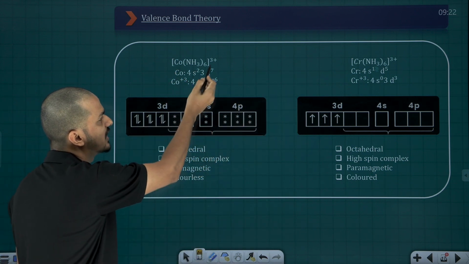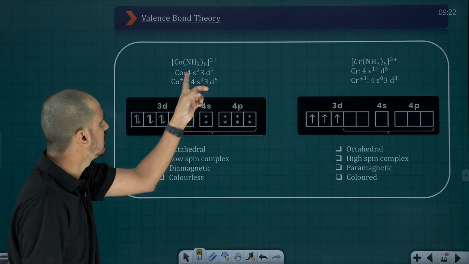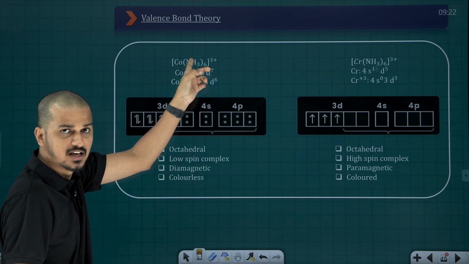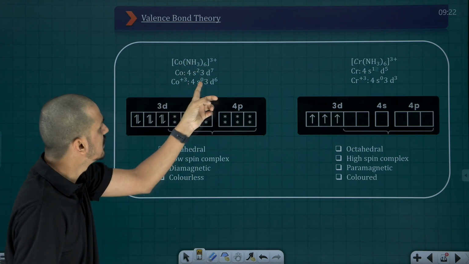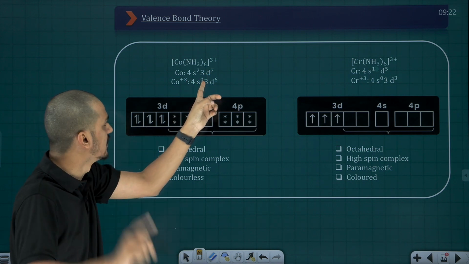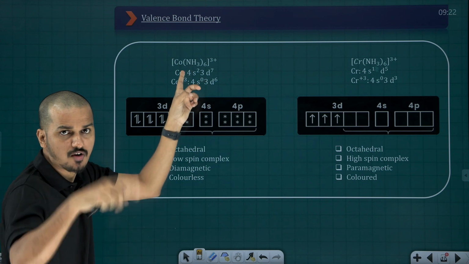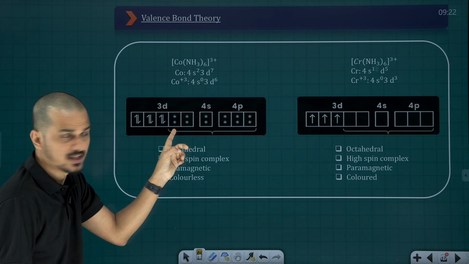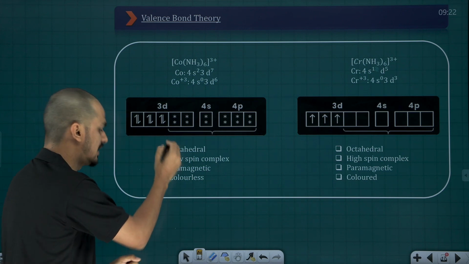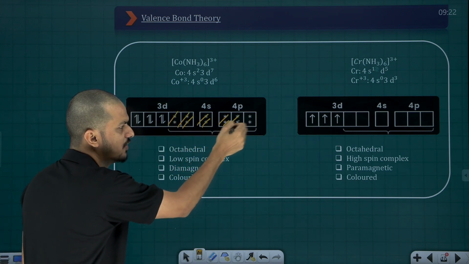Here [Co(NH3)6]3+. This is the complex ion. Here the central metal atom is cobalt. Its electronic configuration is 4s2 3d7, and in our complex cobalt is 3+. That means the 4s electrons and one 3d electron are missing. So 3d6. I can draw it like this, but ammonia is a strong field ligand, so pairing will take place. How many ammonia molecules are coming? 6 ammonia molecules are coming. Automatically 6 orbitals are required: 1, 2, 3, 4, 5, 6.